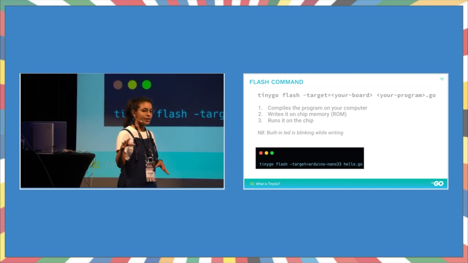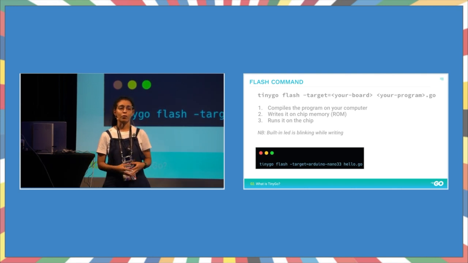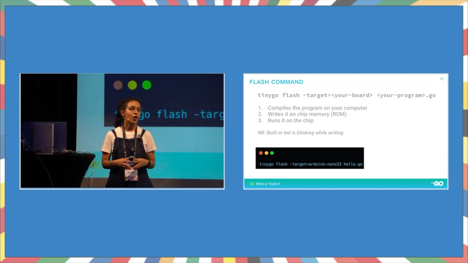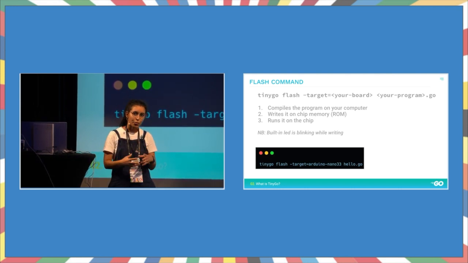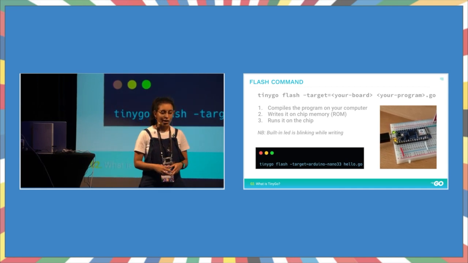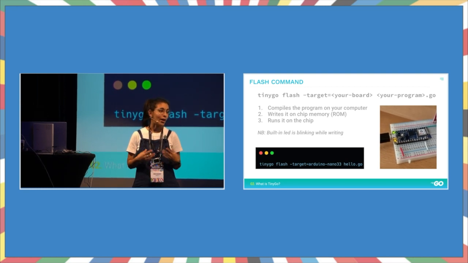We've seen some theory here about TinyGo. But what are the commands that we can use? The main one is called flash, tinygo flash. And you specify your target because the architecture of your board is very important here. TinyGo flash compiles the program on your computer, then writes it on the chip memory, and finally runs it. Each time you run and reset your board, the program is going to start over. On my board, the Arduino Nano 33, when I'm flashing, my built-in LED blinks while writing, so I know that I'm actually flashing my board.